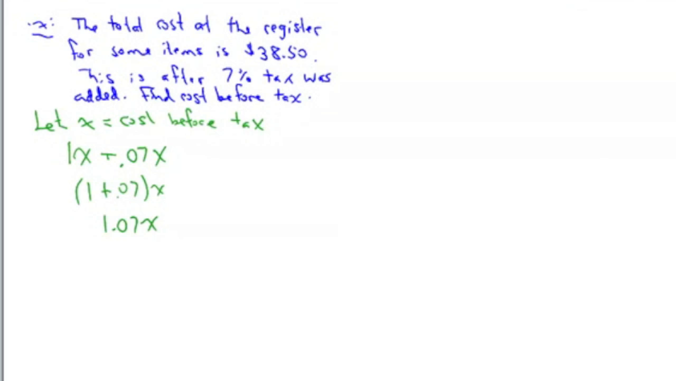Well, what's the total cost of the item? Well, that's equal to 38.50. So, how do I solve for x? Divide. So you take 38.50 and you divide it by 1.07. Which equals? Now it's going to be money, and I don't think it's going to come out nice. So, what is it? $35.98. So the original cost of the items before tax was $35.98.